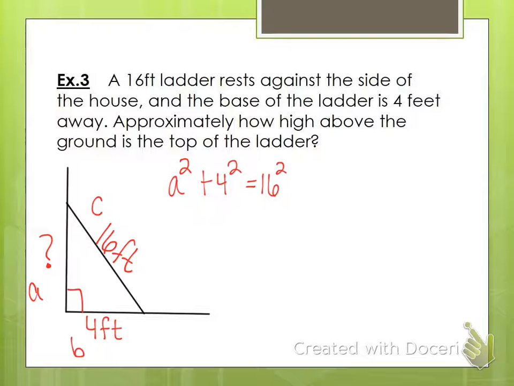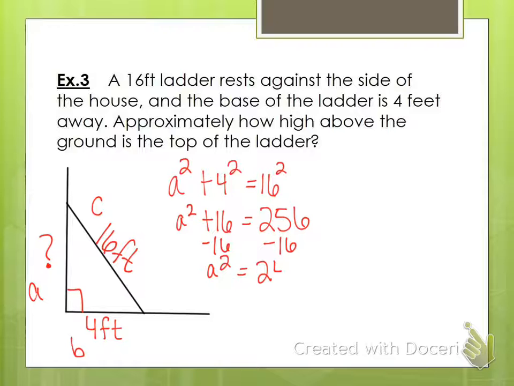Questions about the setup? All right, 4 squared, 16 squared, 256. To get A alone, I should subtract. A squared equals 240. And then we would need to square root both sides.